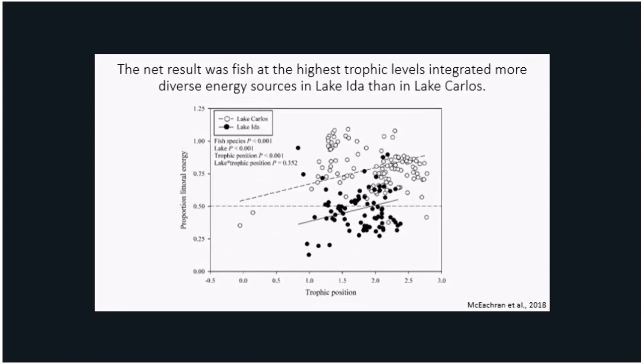In addition, the fish at the highest trophic levels in Lake Ida are eating right around 50 to 60, maybe a little bit higher, 70% littoral energy, but they're also integrating a diversity of resources. You can contrast this with fish at the highest trophic positions in Lake Carlos, in the far right side of that dotted line, that are relying almost entirely on littoral energy in some cases.